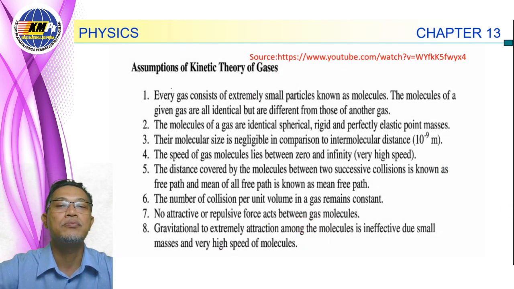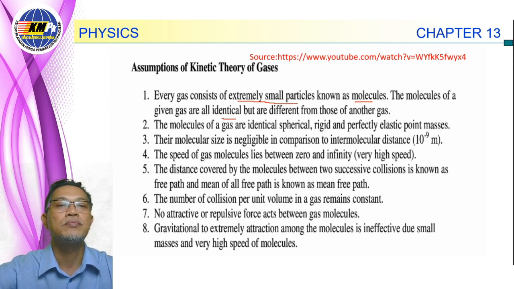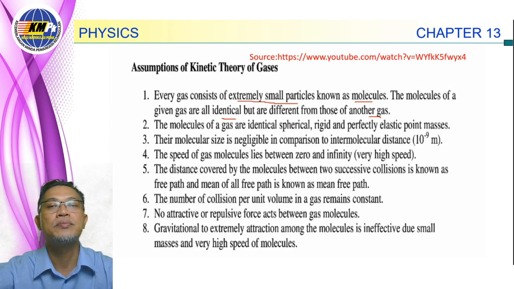So there are certain assumptions of the kinetic theory of gases. That is, every gas consists of extremely small particles known as molecules. The molecules of a gas are all identical, meaning they are similar. But if we talk about some other gas, they will be different. So different gases have different molecules, but the same gas has molecules which are identical to one another. The molecules of a gas are identical, spherical, rigid and perfectly elastic point masses.